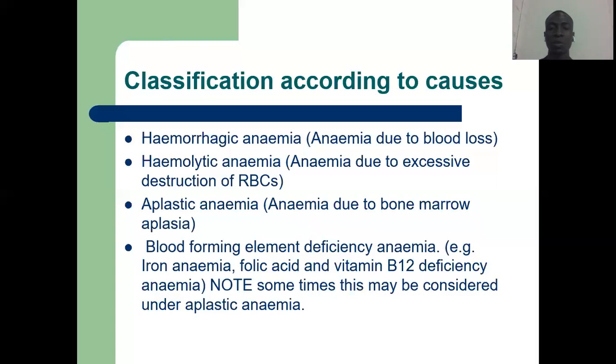So, when somebody has loss of blood, we call it hemorrhagic anemia. Excessive bleeding is in this category. Then there is anemia due to excessive destruction of red blood cells. So when there's too much destruction of red blood cells, it's hemolytic anemia. Aplastic anemia is due to bone marrow suppression.